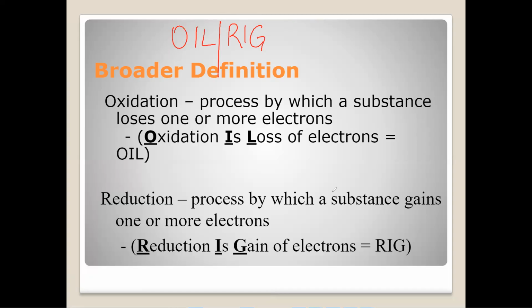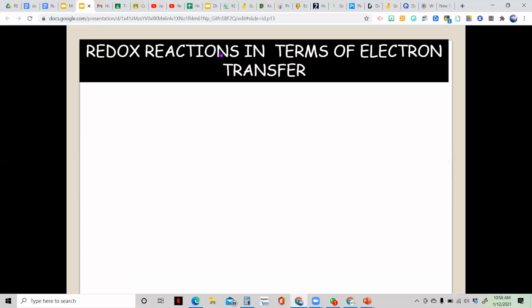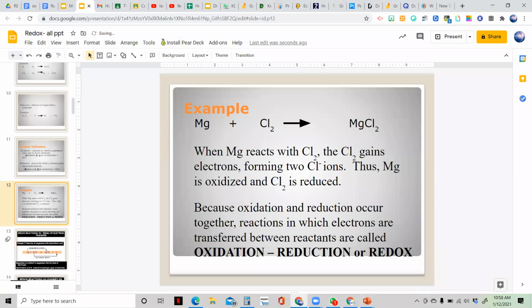Now let us see how that definition works with different types of reactions. So let's look at this, for example. Magnesium reacting with chlorine. All right, so we're going to go back. We're going to dig back a bit. We're going to go back to the days when we were looking at bonding.